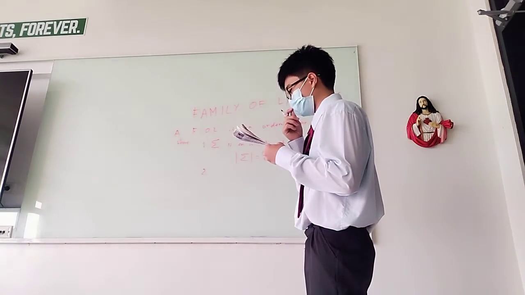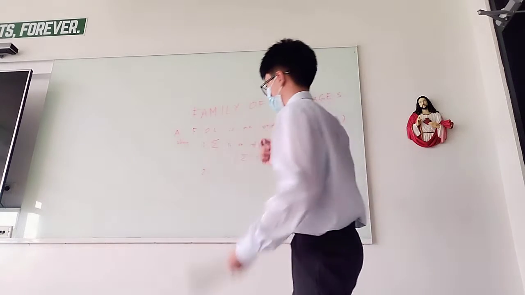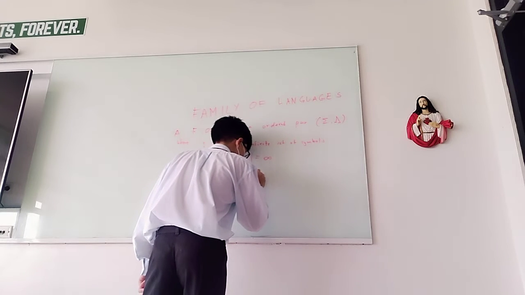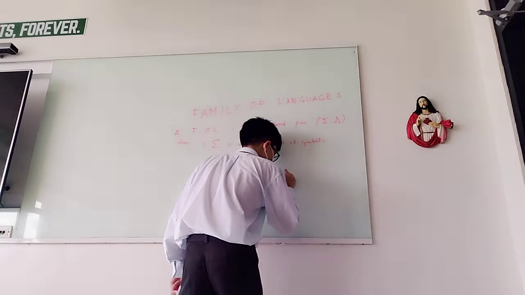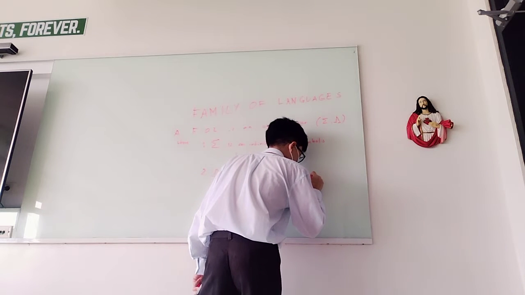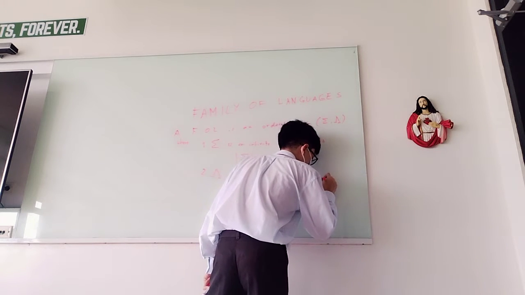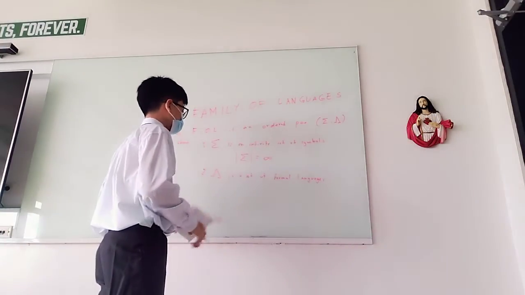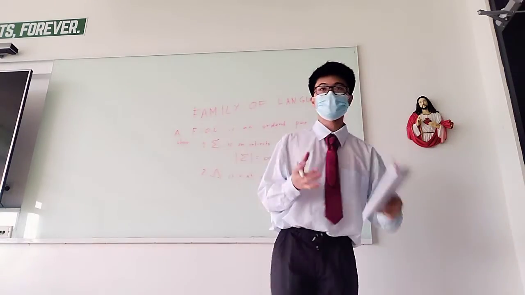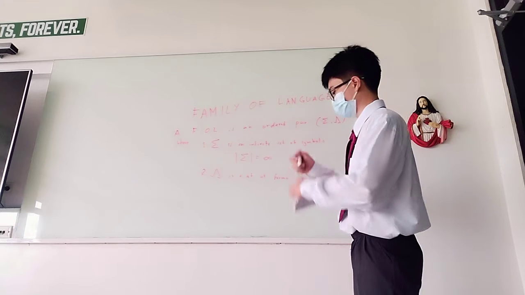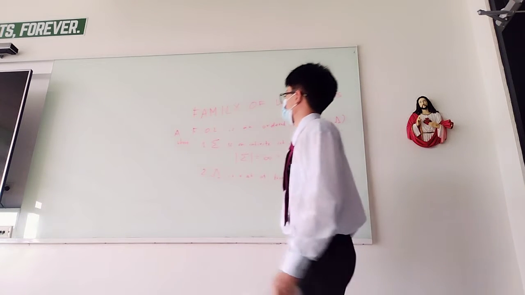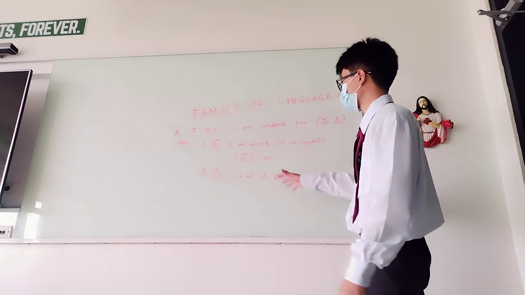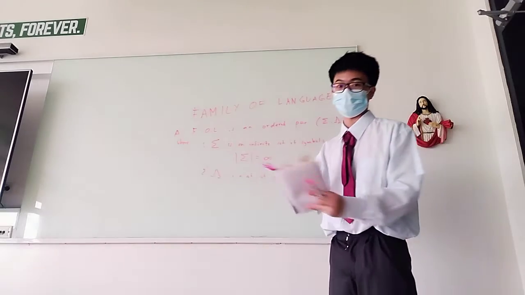And now, capital alpha is a set of formal languages. So it's not only one formal language, which is our A star, or sigma star a while ago, but rather it's now a set of them. So it's a collection or class of sets.